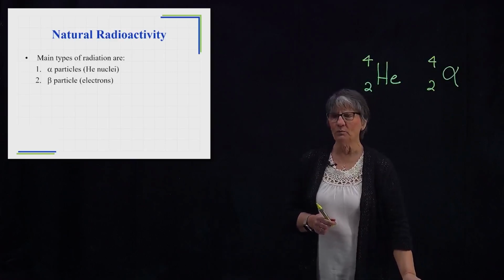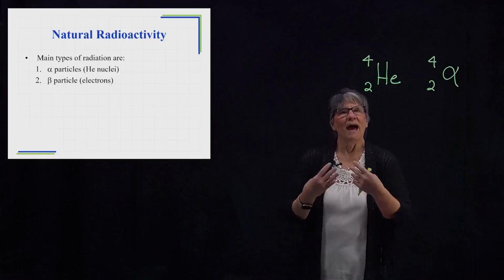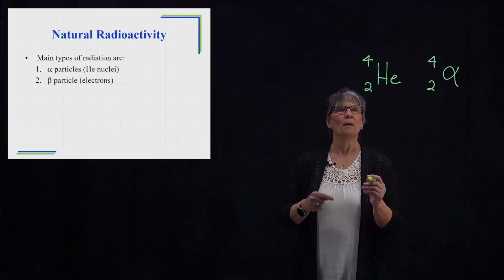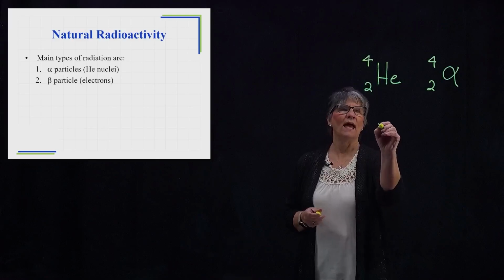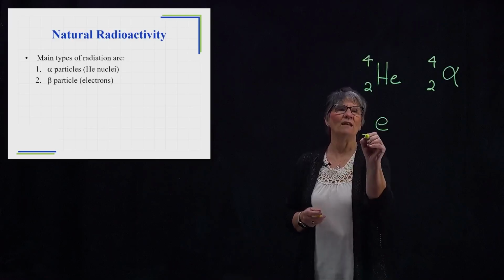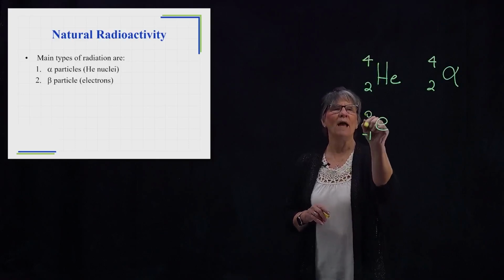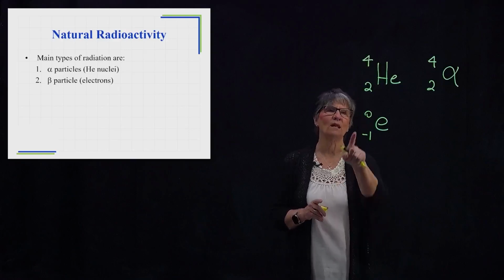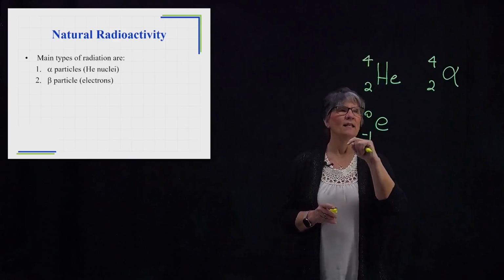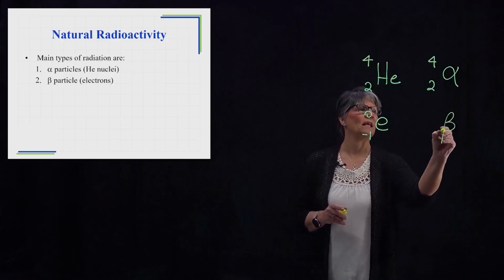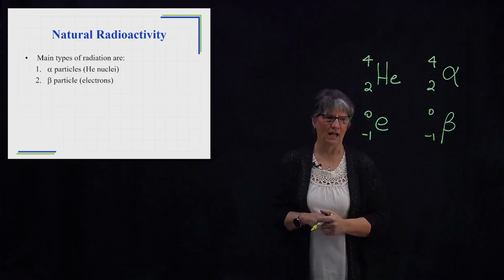The next one would be your beta particle. Now your beta particle is coming out of the nucleus, but it is nothing more than an electron. So we can write it as an electron, which would have a -1 as its charge, and it would have no mass, because remember that top number is the number of protons plus neutrons, and an electron doesn't have any of that. Now, if this is a beta particle, it would be equally correct to write it with a beta when you're doing nuclear reactions.